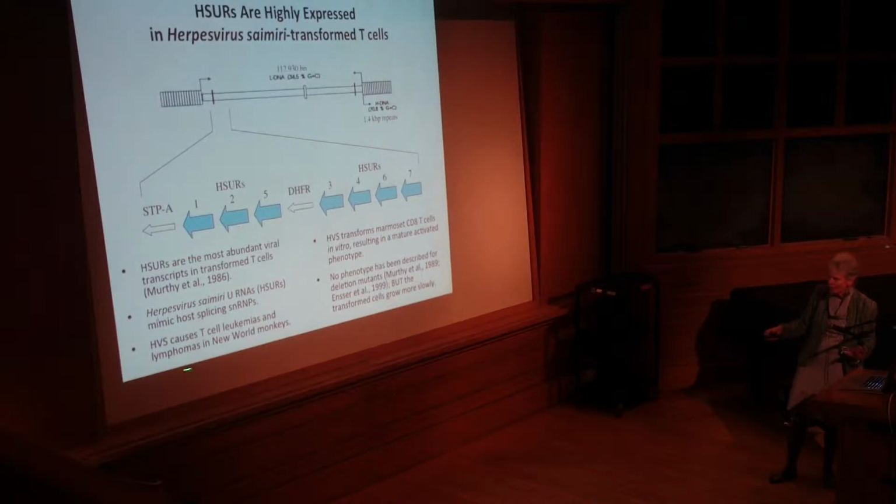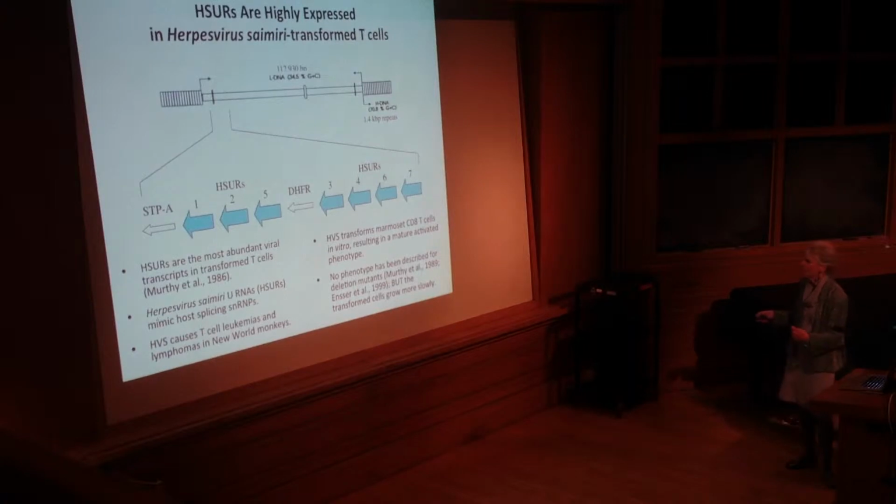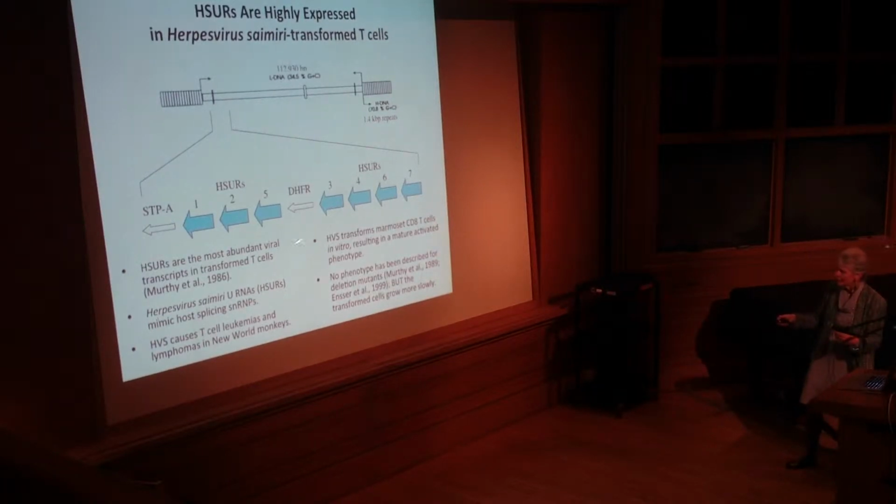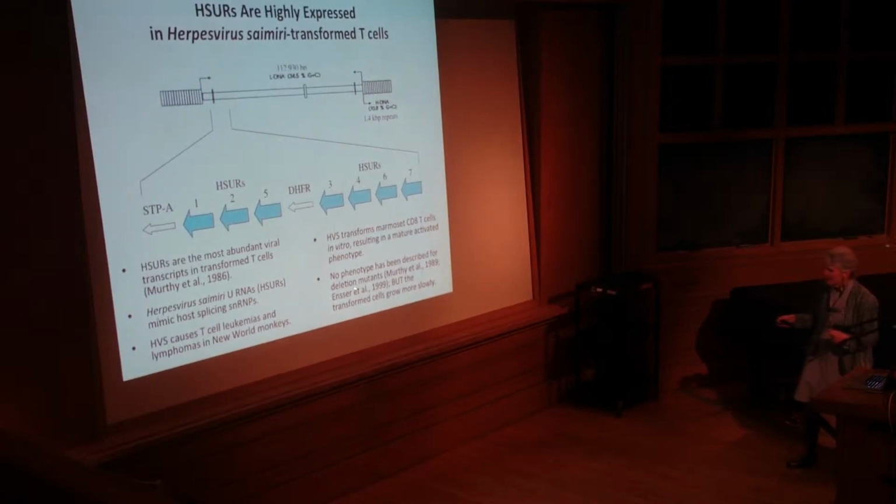I told you that the state then very often progresses to T-cell leukemias and lymphomas. What we work with in the lab are monkey CD8 T cells, which once they're transformed by the virus, exhibit a mature activated phenotype. And very early on, the virologists working on this virus made deletions, trying to ask, what are these non-coding RNAs doing for the virus? And they didn't find any specific phenotype, like they couldn't go from latency to lytic or anything like that, at least in the lab.